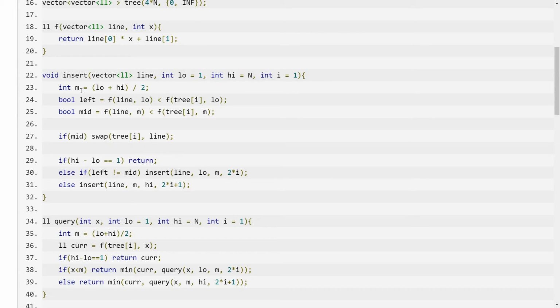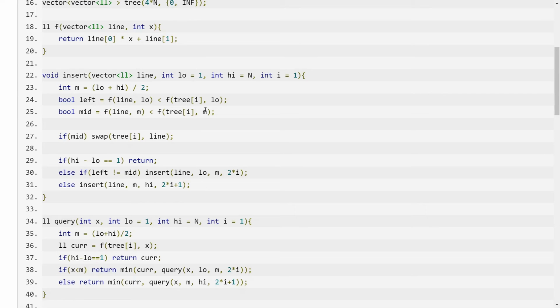So m is low plus high by 2. We are getting the mid value. This left is checking whether our new line, which is to be inserted at point low, is smaller than our previous line tree i at the same point low. And what is mid checking? It is checking whether our new line at point mid, m is mid, is smaller than the previous line tree i at mid.